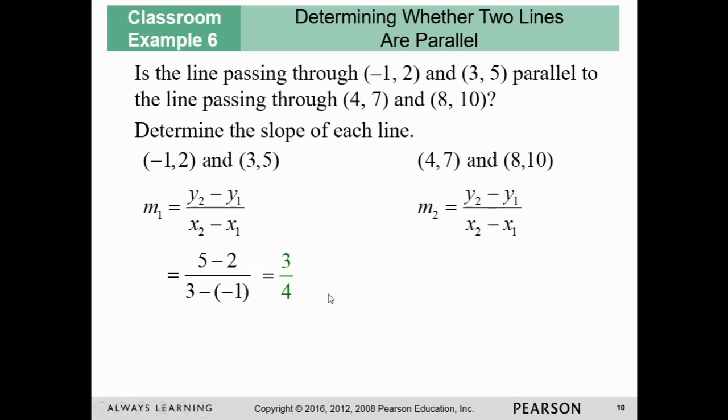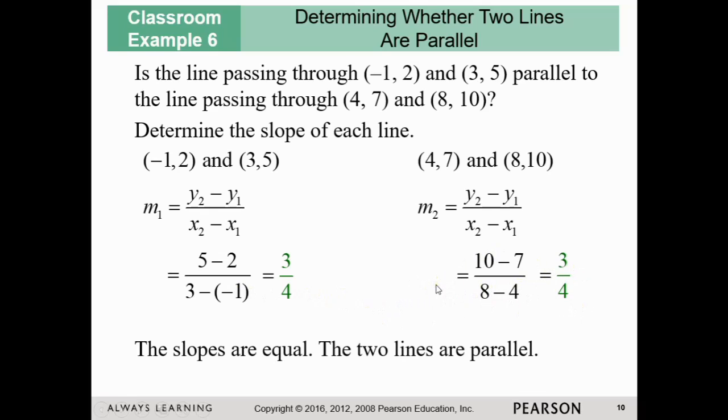Then we find the slope of the other line, again using the slope formula. 10 minus 7 over 8 minus 4. The 10 is over the 8. 7 is over the 4. We get 3/4. So notice these two slopes are equal. Since the slopes are equal, the two lines are parallel. That makes logical sense, that if two lines are parallel, then they would have the same slopes.